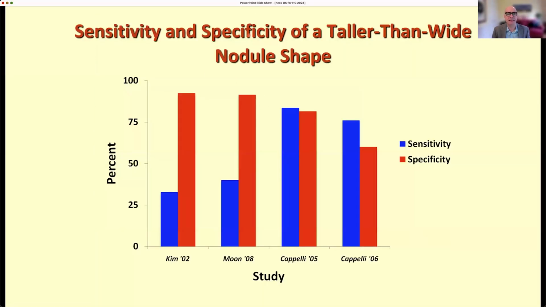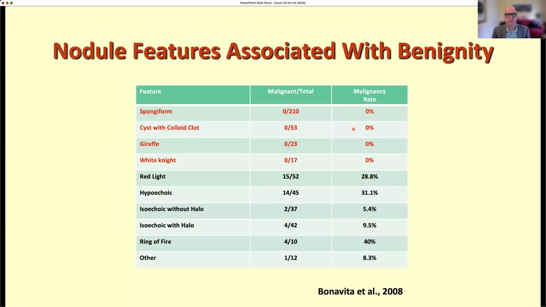When you find that, it's very specific for malignancy in many studies. It is not very sensitive because most nodules that are malignant are not taller than wide. You don't see that feature often. And so unfortunately, it's not very sensitive.